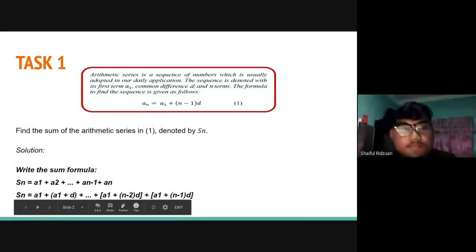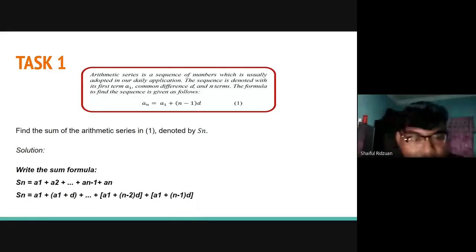Okay, so from the assignment we got from Dr. Vitriani, we must complete 6 tasks. For the first task, we must find the sum of the arithmetic series denoted by Sn. So let's read the question.